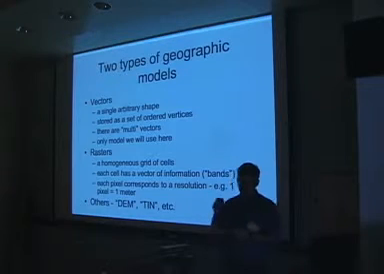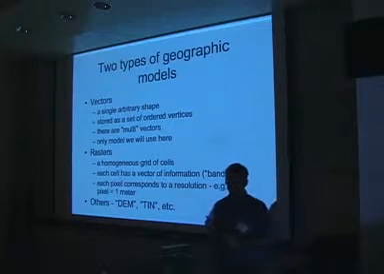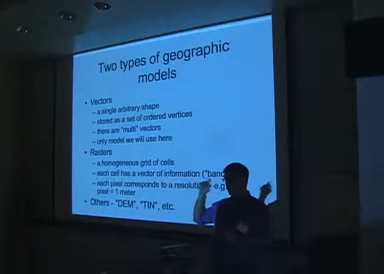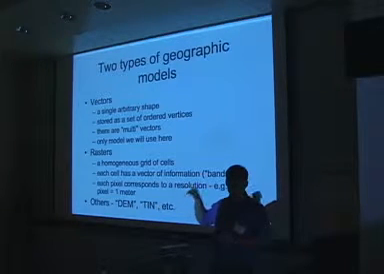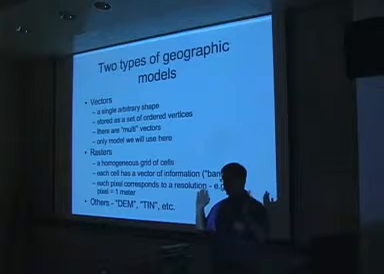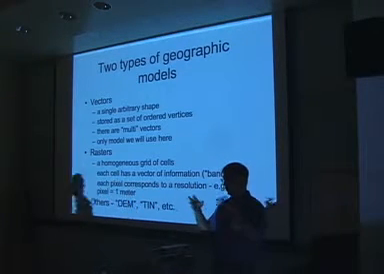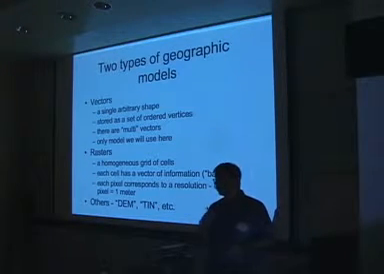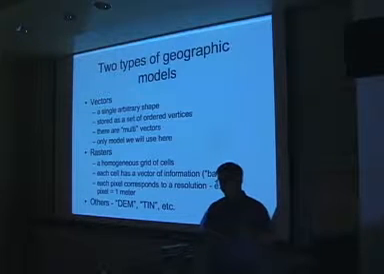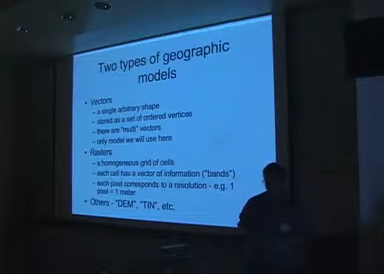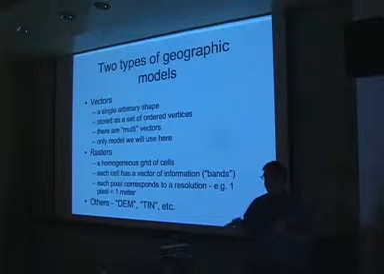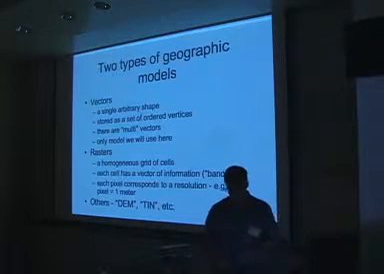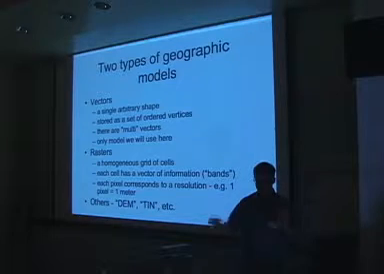So, there are two basic types of geographic models. There are vectors and there are rasters. And a vector is a single arbitrary shape, a set of vertices that are connected. There are multi-vectors, which could be a collection of these vectors in a single geometry object. And vectors are all we're going to talk about today. They're easier to model, easier to model with for most things that I do anyway. The other thing is very important, but that's all we're going to cover.